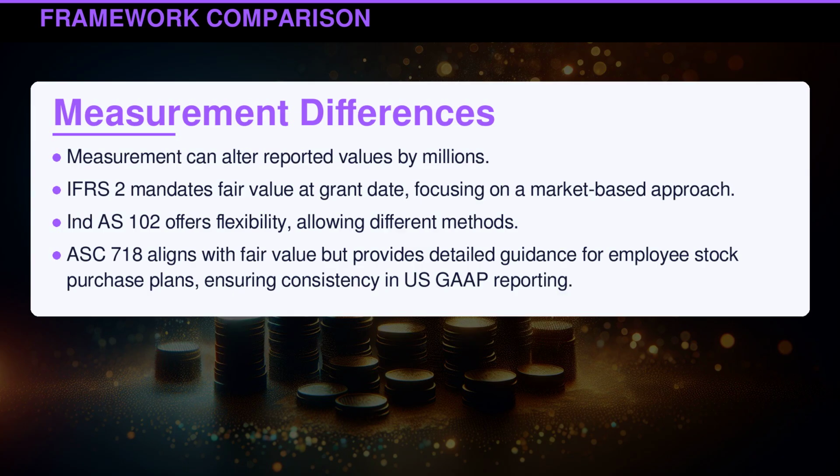Measurement can alter reported values by millions. International Financial Reporting Standards 2 mandates fair value at grant date, focusing on a market-based approach. Indian Accounting Standard 102 offers flexibility, allowing different methods. ASC 718 aligns with fair value, but provides detailed guidance for employee stock purchase plans, ensuring consistency in U.S. generally accepted accounting principles reporting.